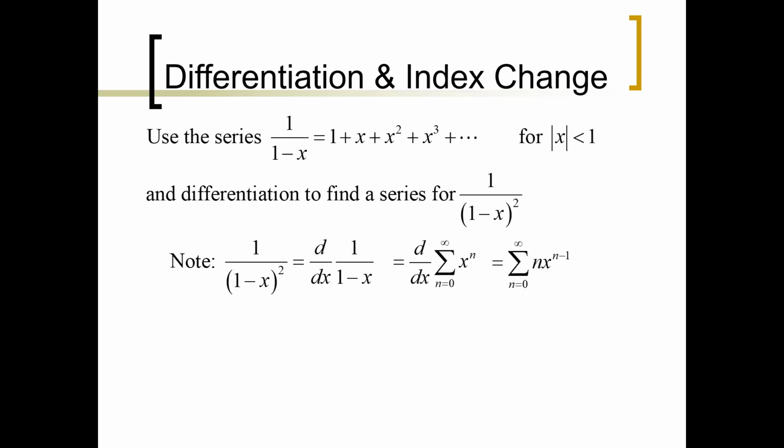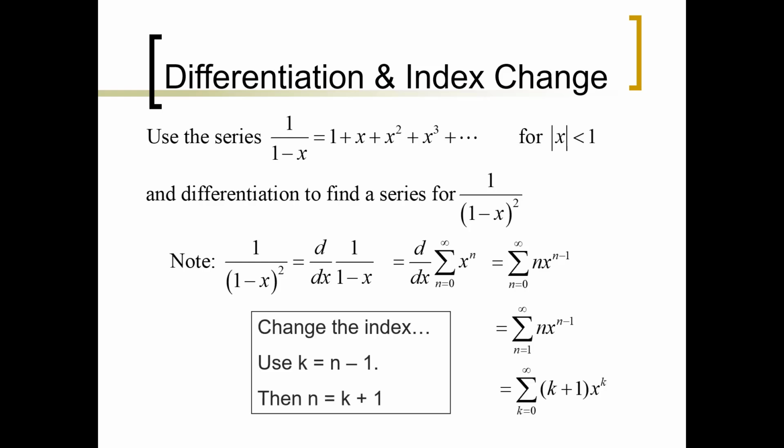And notice, if you want to, you could replace the power on x with k by re-indexing. So k is n minus 1. That means then n would be k plus 1, and you get this particular series. As k goes from 1 to infinity of k plus 1 times x to the k. And that's exactly the same thing we had moments ago. That's just a different way to do it.